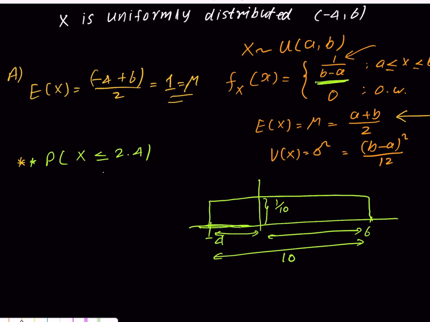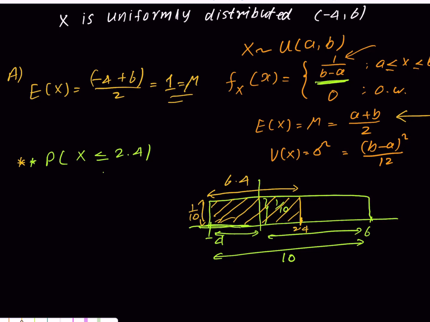But here it's asking for the probability less than 2.4. Suppose this is the 2.4. So the probability less than 2.4 is this area under the curve and above the x-axis. So what is the width of this? 2.4 plus 4, 6.4. Here 6.4, and the height is 1 over 10.